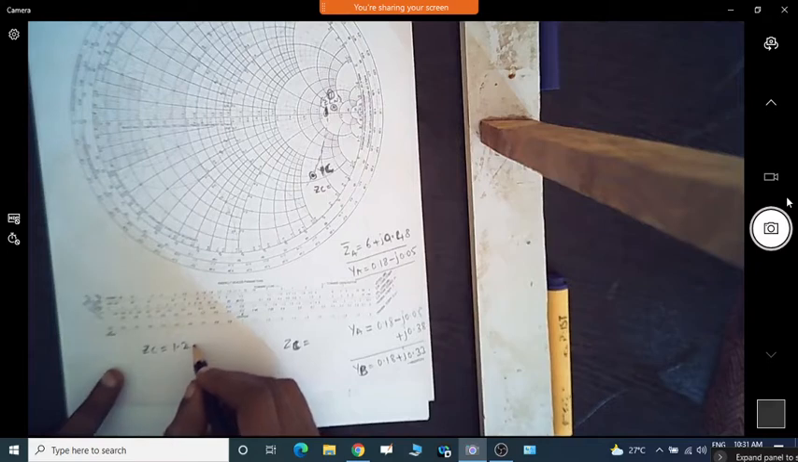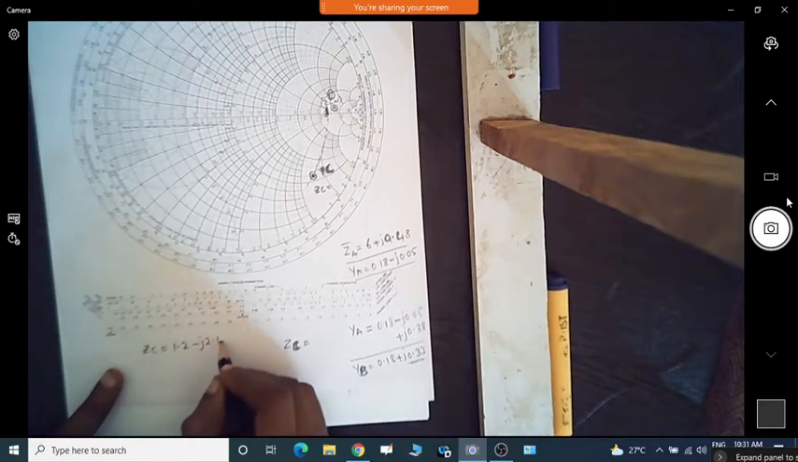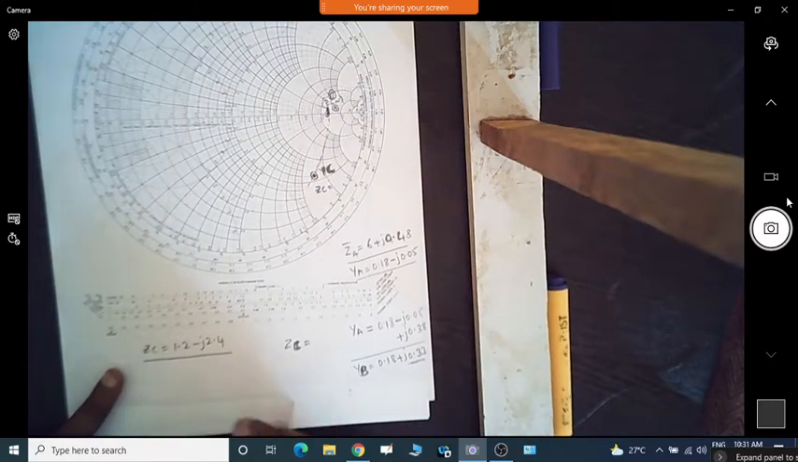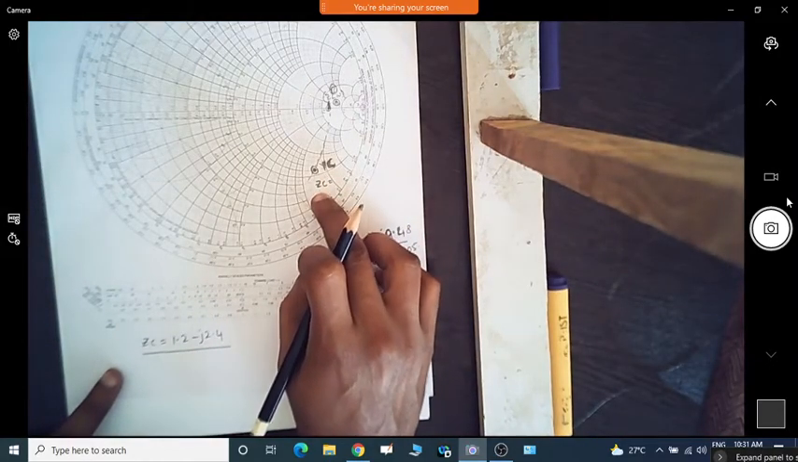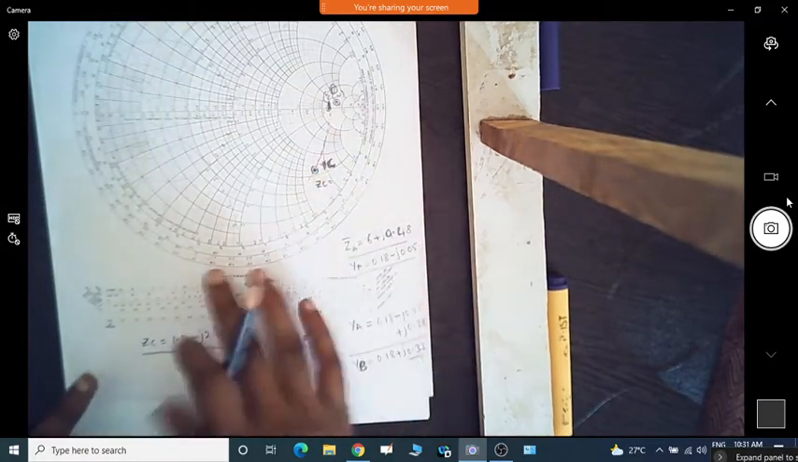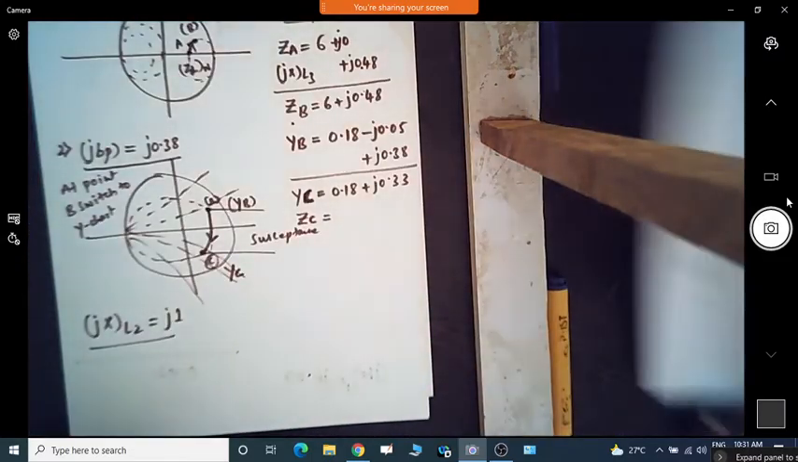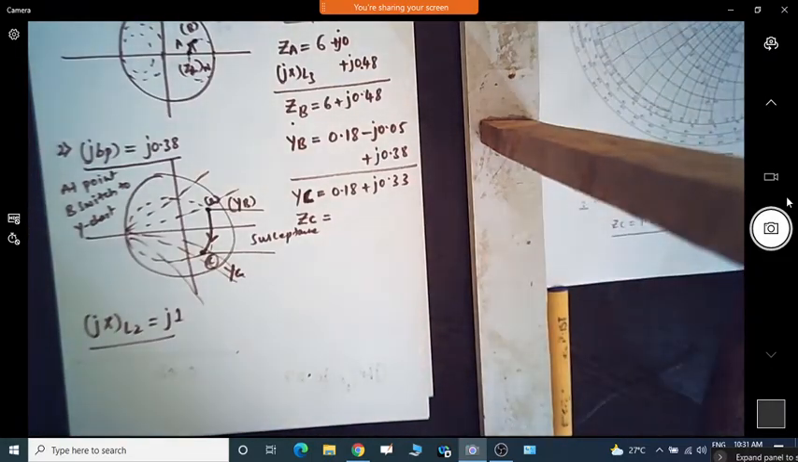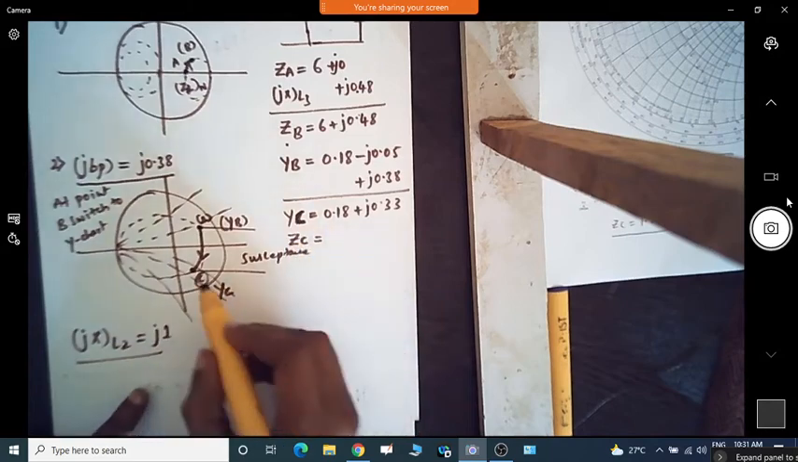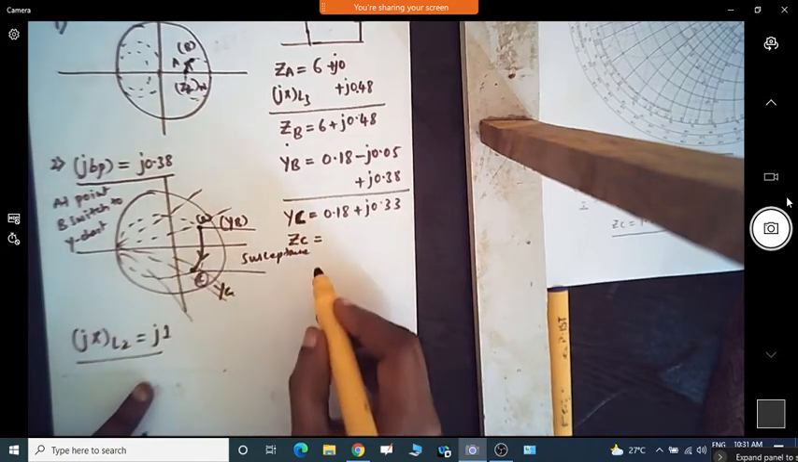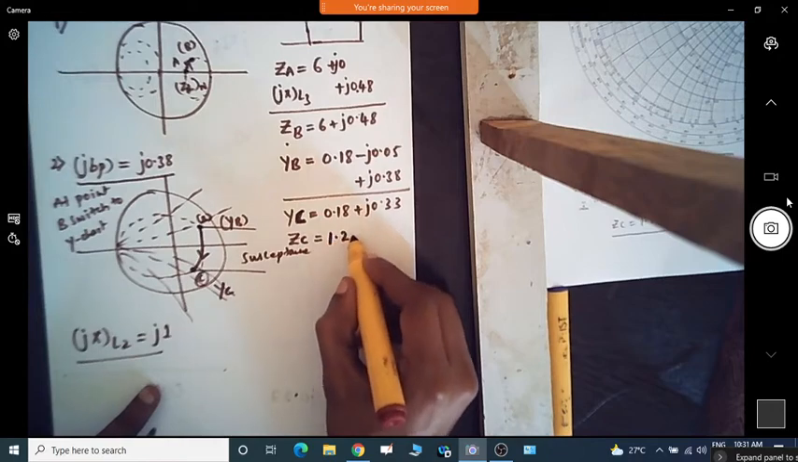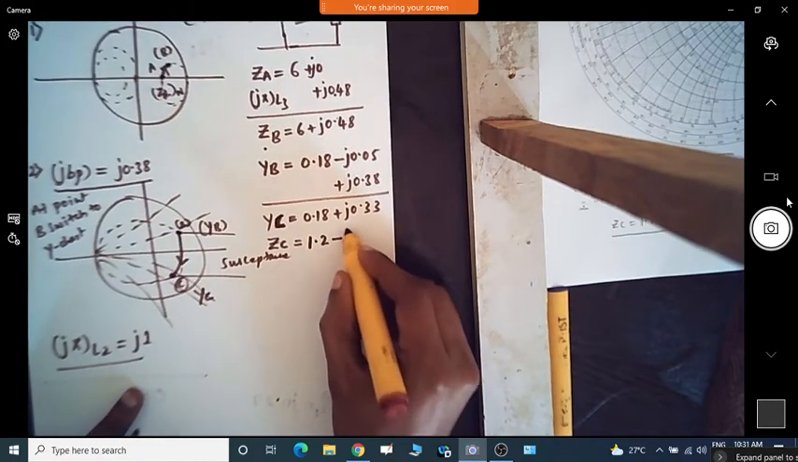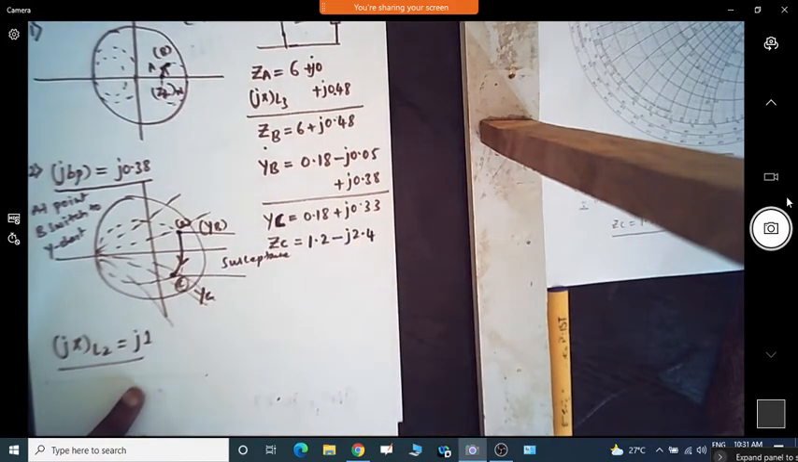So that is minus j 2.4. So this is the value I am going to get at point C, which is the impedance value. Again at point C we have to switch to the impedance chart and find out ZC. So I am getting 1.2 minus j 2.4.